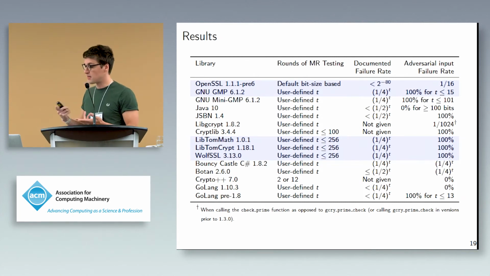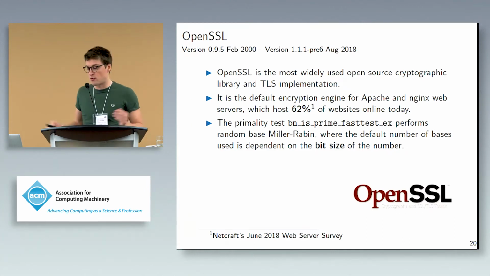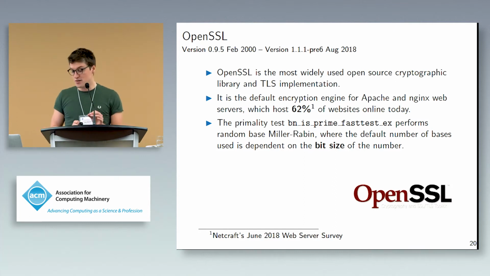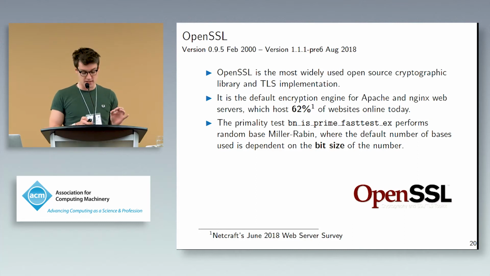libtommath, libtomcrypt, and wolfSSL. So OpenSSL, for those who don't already know, is the most widely used open source cryptographic library and TLS implementation. It's the default encryption engine for Apache and Nginx web servers, which host a massive 62% of websites online today. Now, the primality test, as we said before, performs random-based Miller-Rabin, where the default number of rounds is based on the bit size of the number.